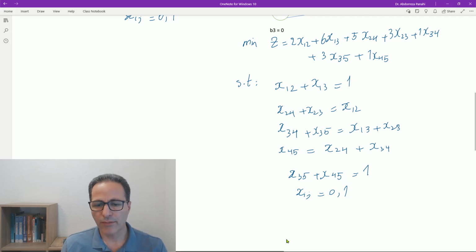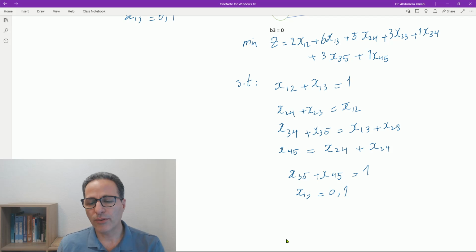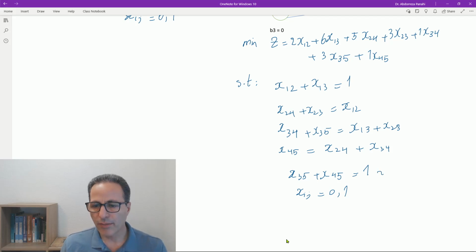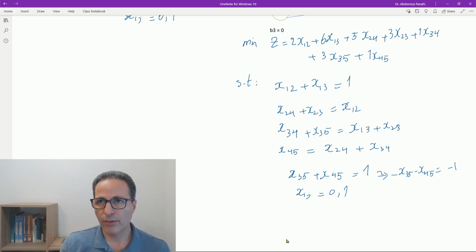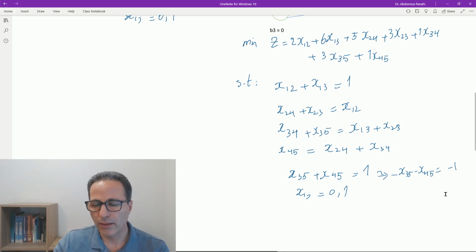It means that if I multiply this by a negative sign, since there is no outgoing, it can be minus x35 minus x45 equal to minus 1. Since there is no outgoing and the incomings must have a negative sign, the algebraic sum of outgoing and incoming, outgoing minus incoming, must be the value on the node, which is minus 1.